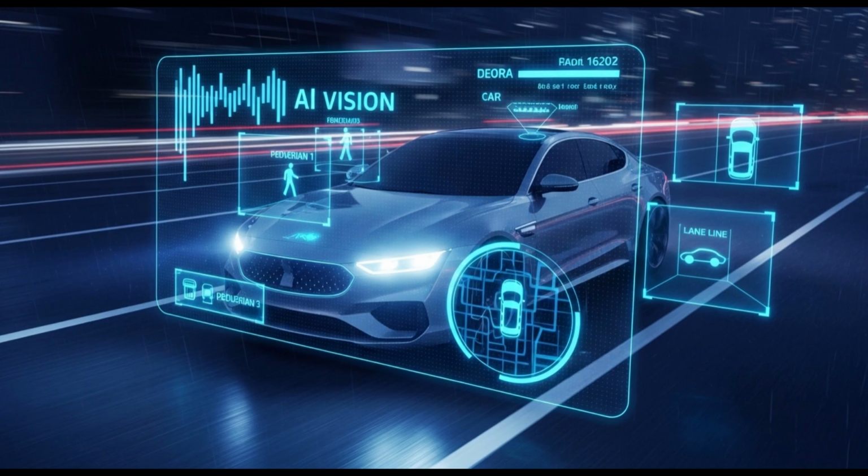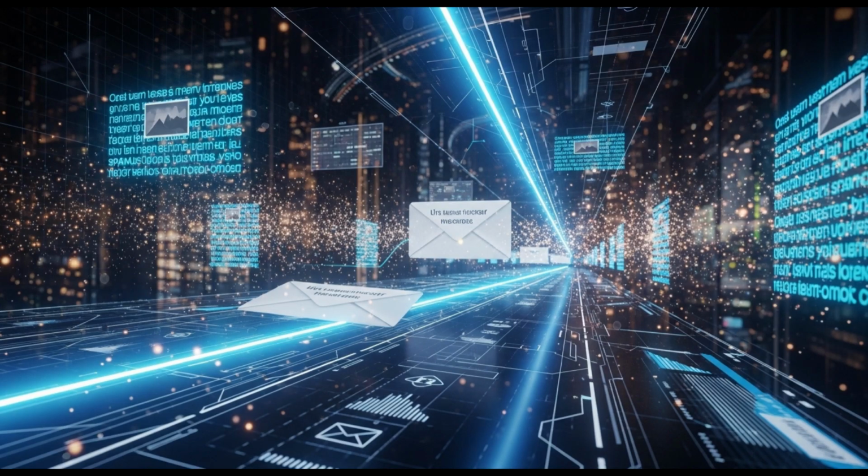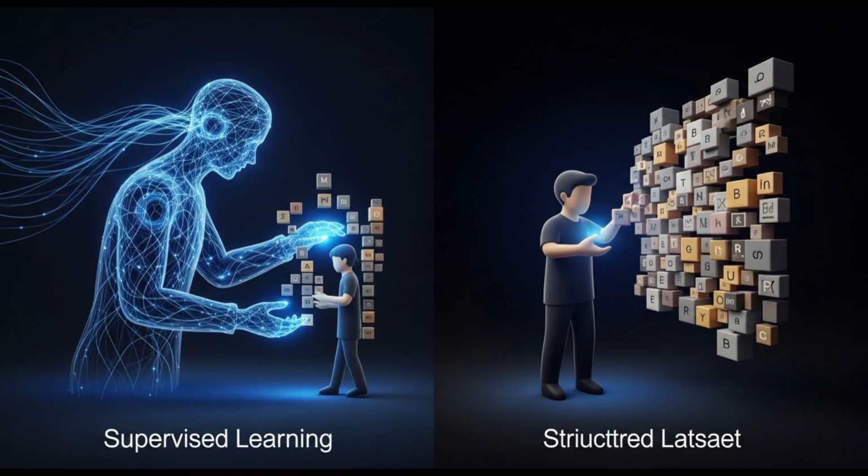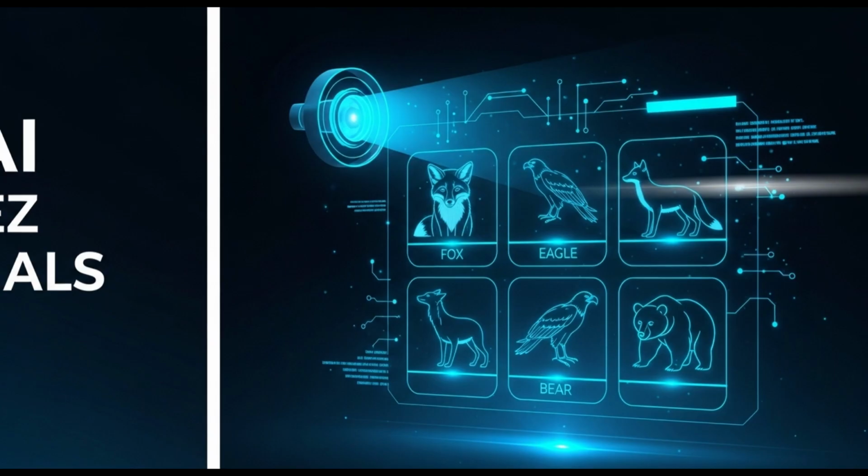5. Spam filters. Your email automatically filters spam. How? It learned from millions of emails what spam looks like. Types of machine learning. Now let's simplify the main types of machine learning. 1. Supervised learning. This is like learning with a teacher. The system is given questions and correct answers. Example: show it pictures of cats labeled cat, show it dogs labeled dog. Over time, it learns the difference.